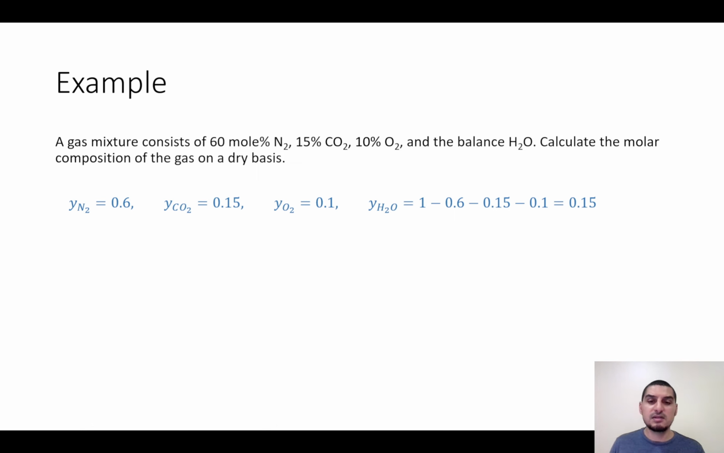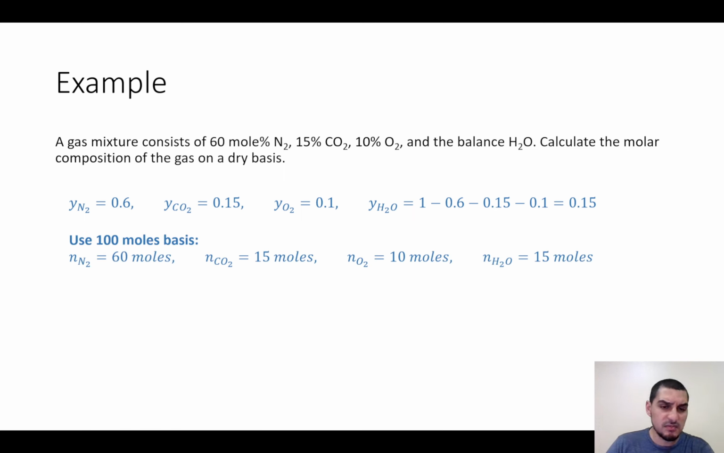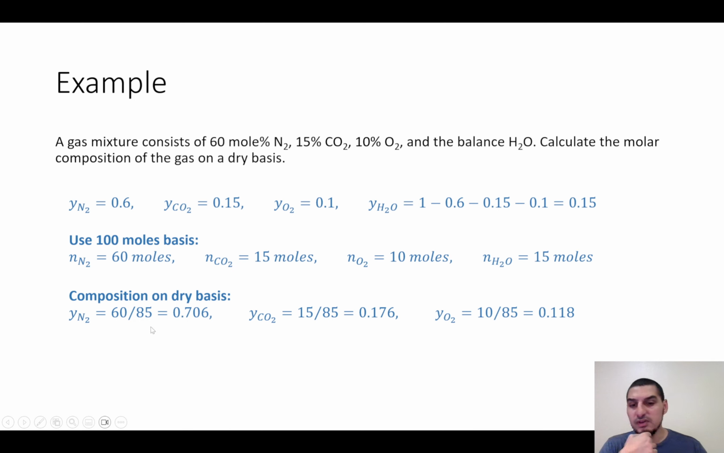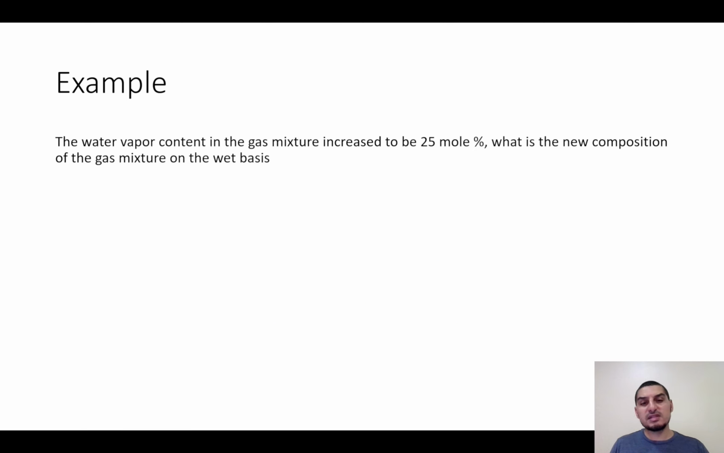So we can assume a basis. And for this basis, let's say 100 moles, so we know the number of moles of each one of them, and it's exactly the previous problem. We calculate the total number of moles excluding water vapor, which will be 85 moles, and then we divide each one by the 85. So now we get the compositions on dry bases. So it's very simple. The next part is the interesting one.